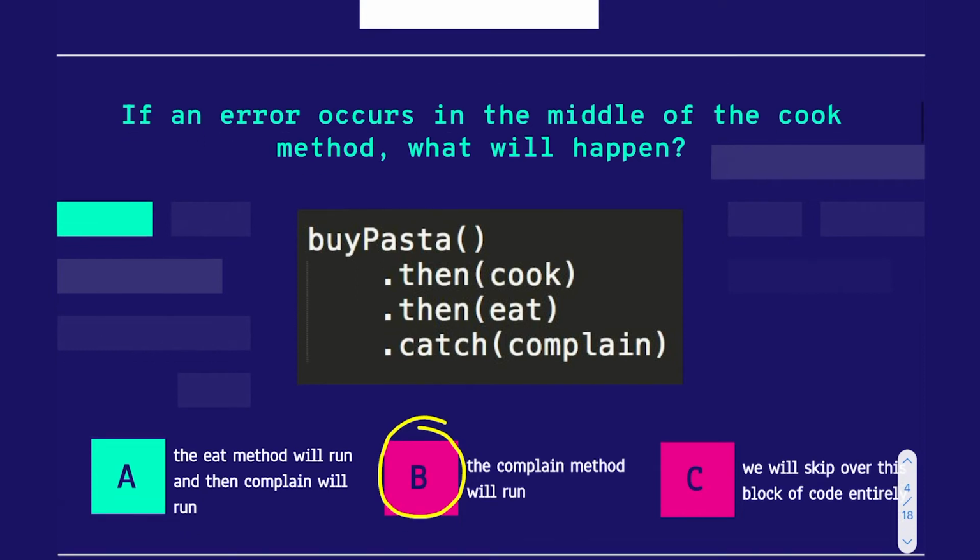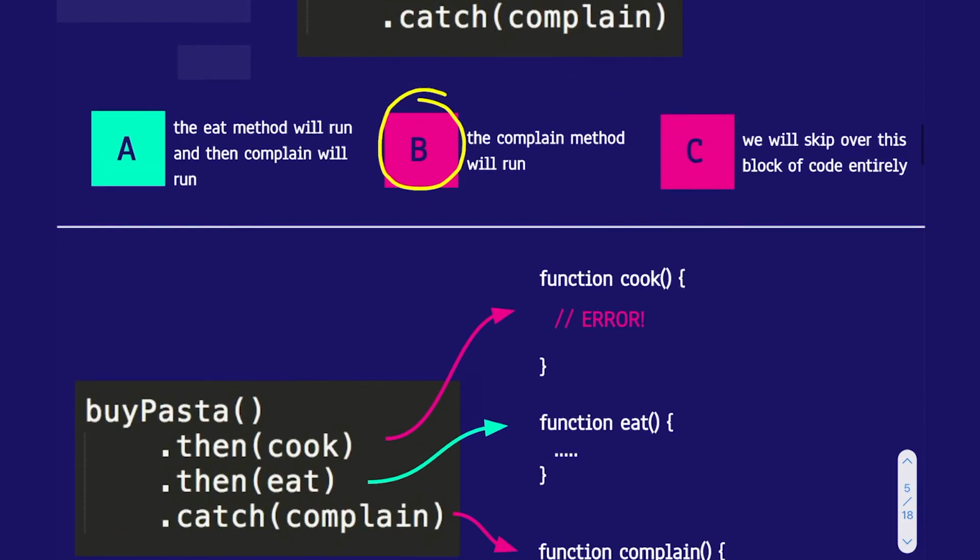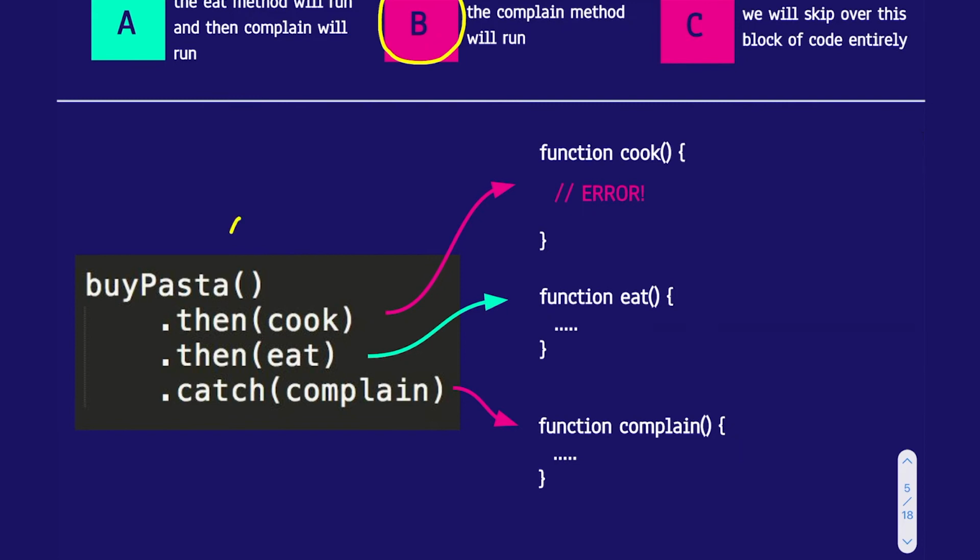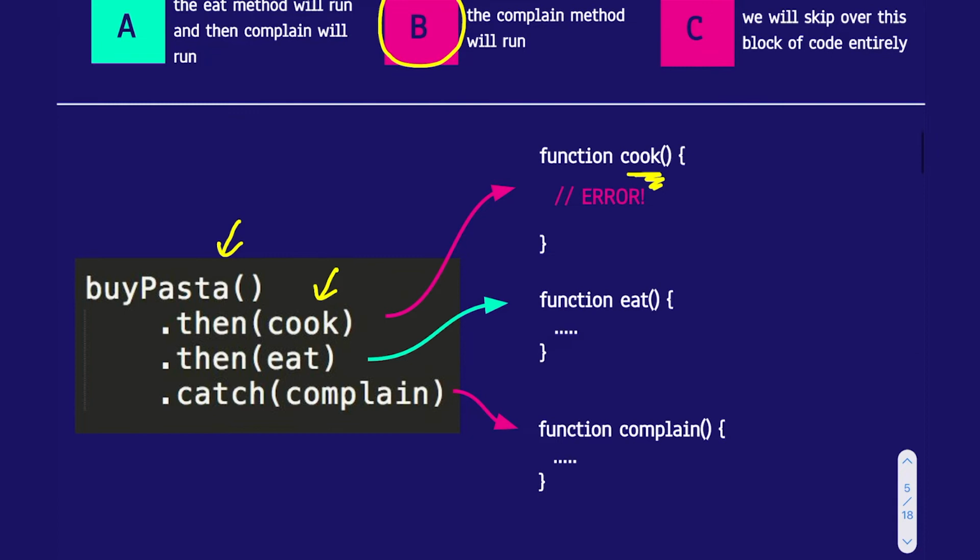So let's break down this .then .catch structure. First, we're running this buy pasta function. It presumably doesn't run with an error, and then we're passing whatever the result of that function is into the cook method. And within that cook method, we get some sort of error that causes the cook method to not return a promise that has been resolved. So what we're going to do is go down the .then .catch structure until we reach a catch statement. And what we're going to do is run the complain function.